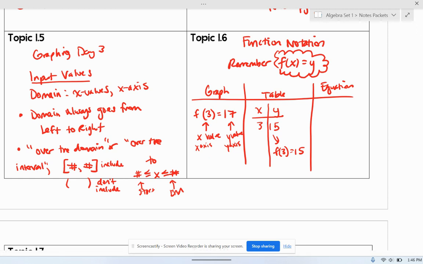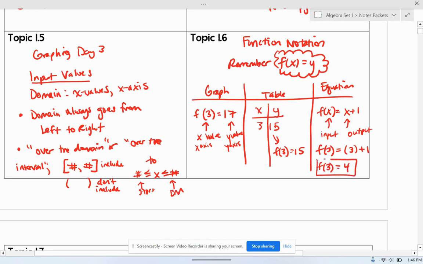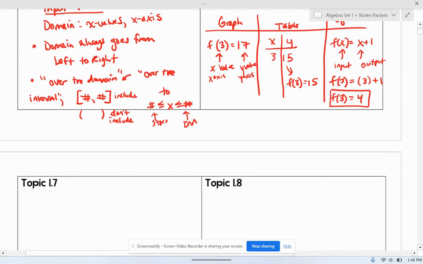Let's see. In the equation, you would have f of x is equal to x plus 1. The x is your input. The y is your output. If you were trying to find f of 3, everywhere you see an x, you would pull out that x, put in a 3, and then you would evaluate. F of 3 is equal to 4. Okay, so those are the 3 different ways you're going to see function notation represented on the exam.